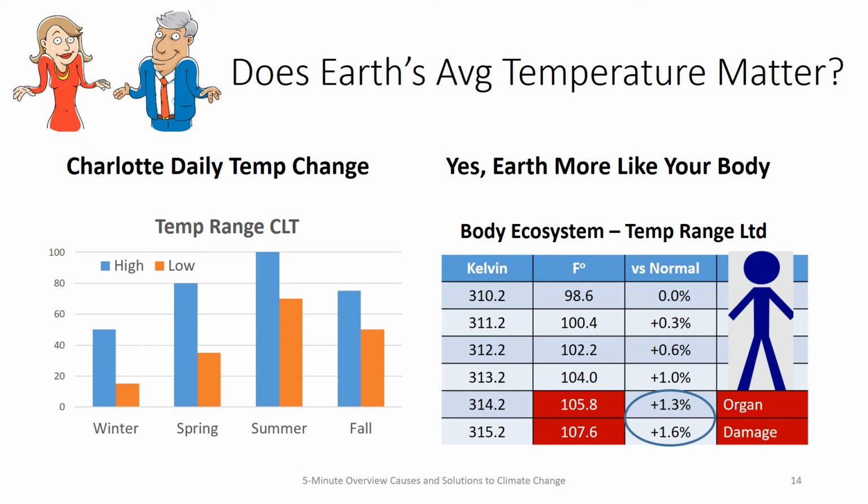Now, does the Earth's temperature or average temperature really matter? One day it's 20, another day it's 50, another day it's 80. It varies all over the place. Well, the answer is yes. The Earth is more like your body and the temperature matters. The body is an ecosystem, and the temperature range in that ecosystem is very limited. The Earth is very similar to that.